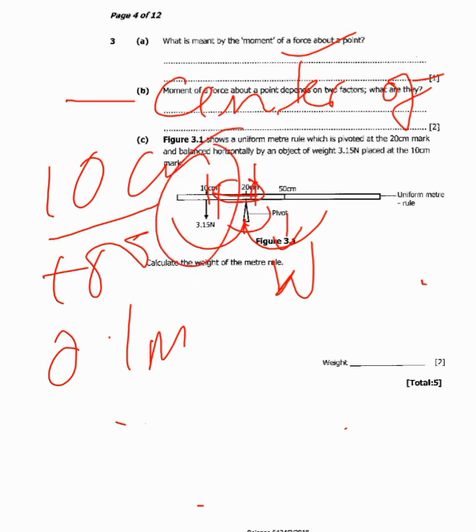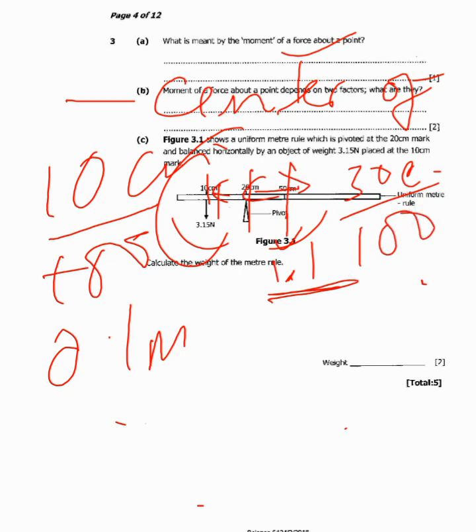When we come to this other side where we're looking for the weight, we have a 20 centimeter mark there and a 50 centimeter mark. The difference between the two is the distance from the weight that we want to calculate to the pivot. So we say 50 minus 20, we have 30 centimeters, which we change into meters, giving us 0.3. So this side the distance is 0.3 and this side the distance is 0.1. Those are the distances that we're going to use in our calculations.